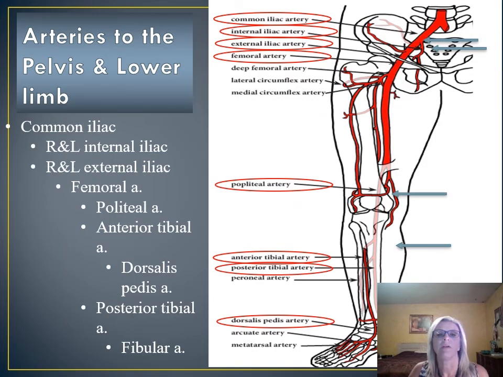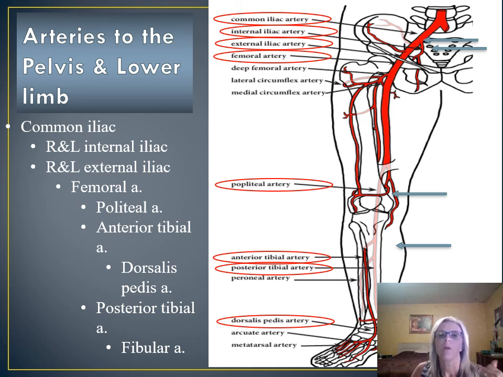All right, again here I'm just going to point out what's at the arrows here. We've got the abdominal aorta dividing at the pelvic brim. Okay, and that's going to then become the common iliac arteries. All right, those supply pelvic organs, your glutes, and your lower limbs.